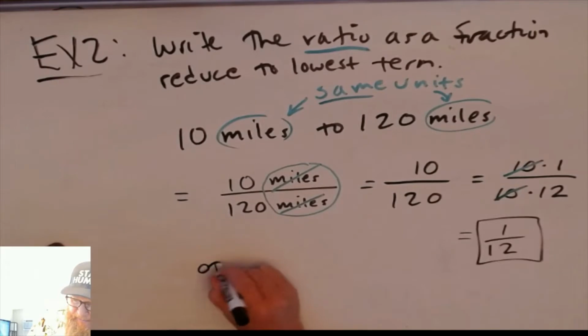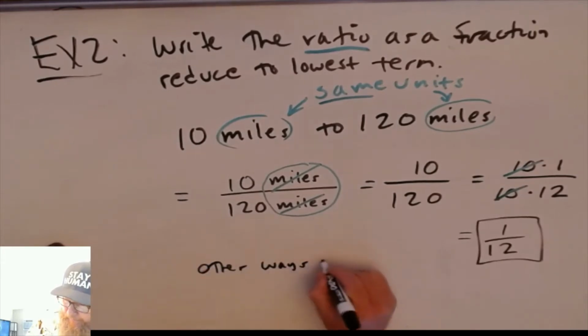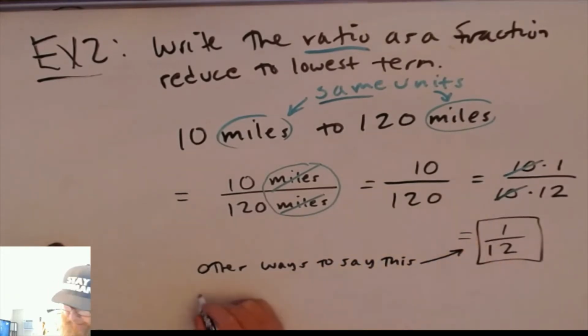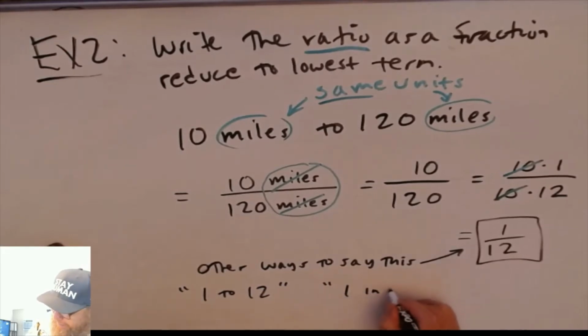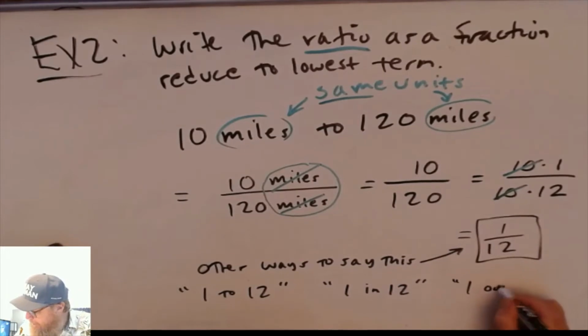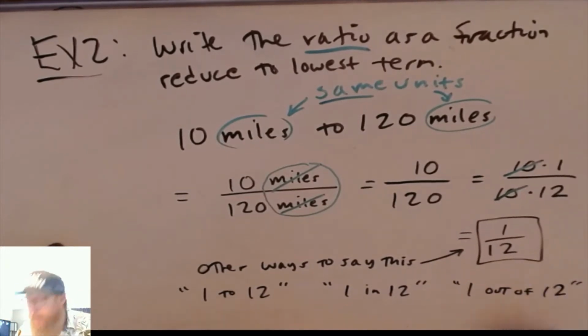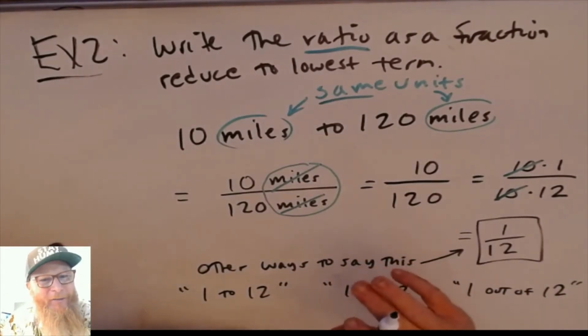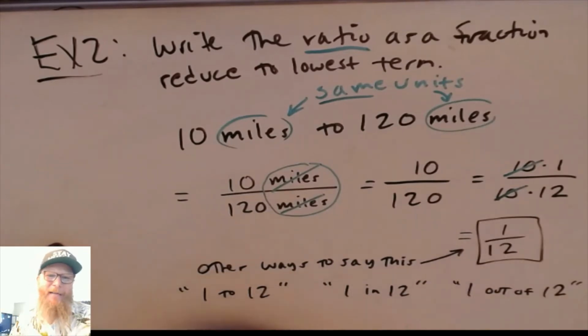Other ways to say this: you could say 1 to 12, you could say 1 in 12, or you could say 1 out of 12. Those are all other ways to say 1/12. You know, us mathematicians, we love to have many, many ways to say the same thing.